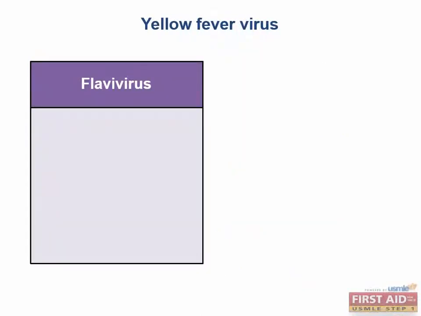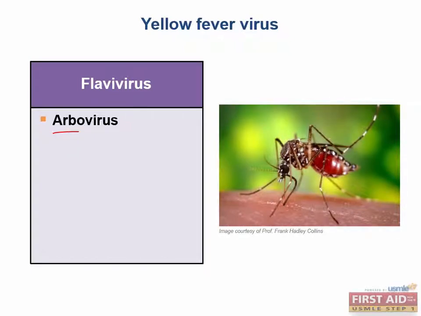Yellow fever virus is an important flavivirus, and it is considered to be one of the arboviruses. Arbovirus stands for arthropod-borne virus, which means that it's transmitted by an arthropod vector. In the case of yellow fever, the arthropod that transmits the virus is the Aedes mosquito.